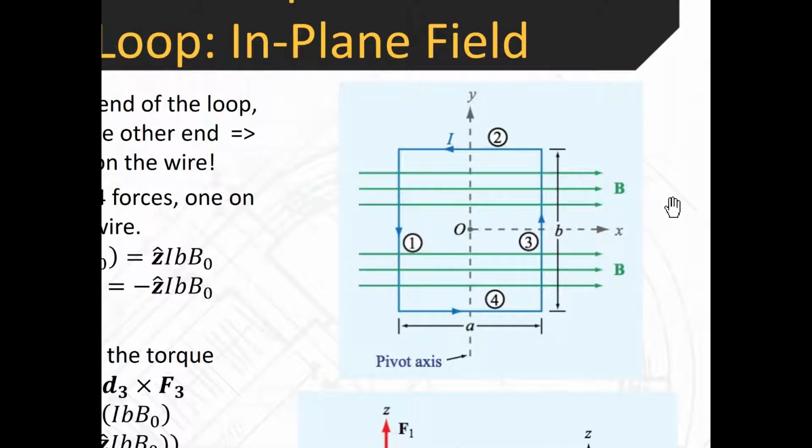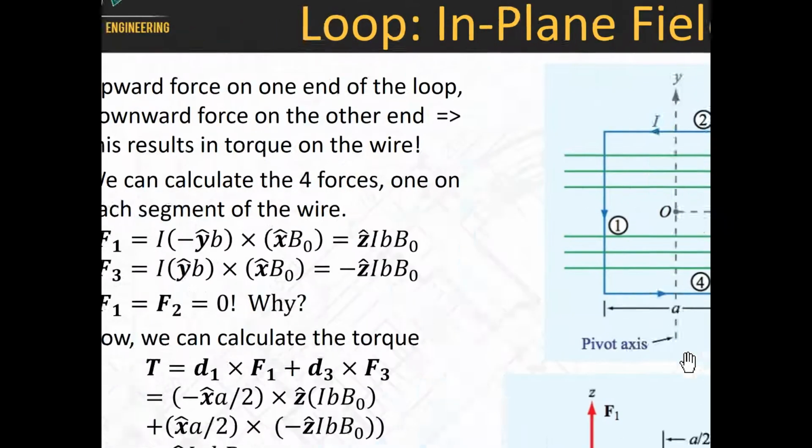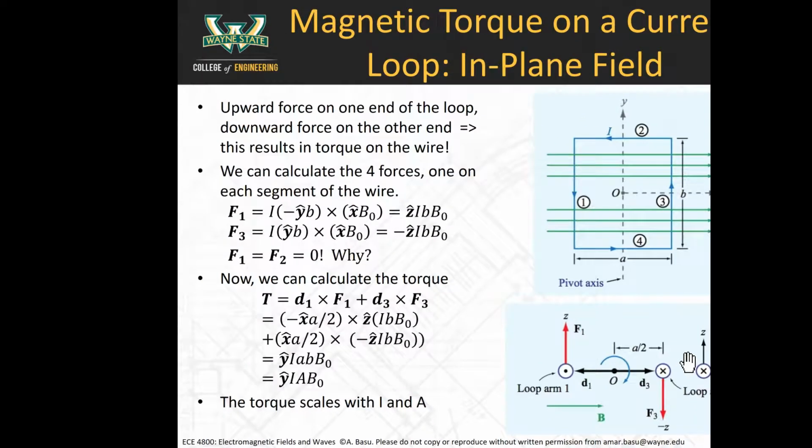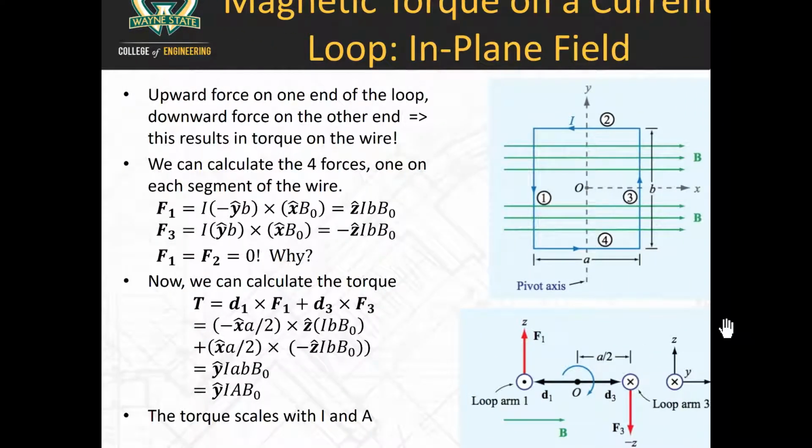So the forces on segments 2 and 4 are 0, but the forces on segments 1 and 3 are equal and opposite in magnitude. So one is going into the page, one is going out of the page, so that causes this rotation to happen. So the rest here is really just math. I just want to walk you through it real quick.